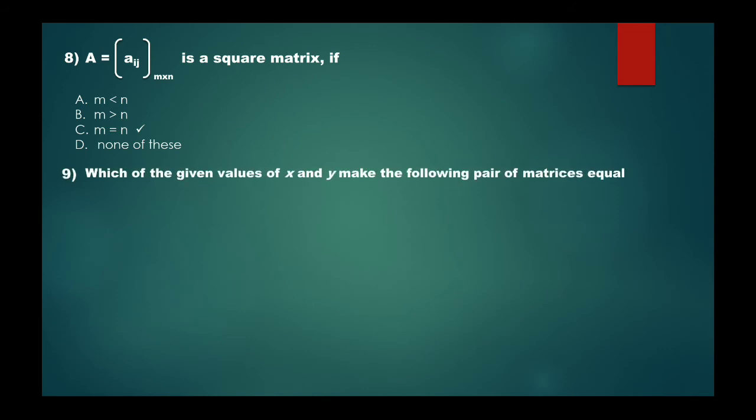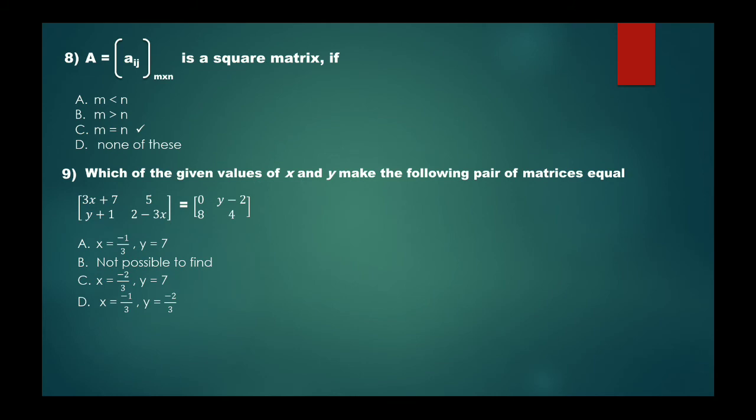Now let's see the next question. Which of these values of x and y make the following pair of matrices equal? So our question is [3x plus 7, 5; y plus 1, 2 minus 3x] is equal to [0, y minus 2; 8, 4]. So we have our options as: A, x is equal to minus 1 by 3, y is equal to 7; B, not possible to find; C, x is equal to minus 2 by 3 and y is equal to 7; D, x is equal to minus 1 by 3, y is equal to minus 2 by 3.